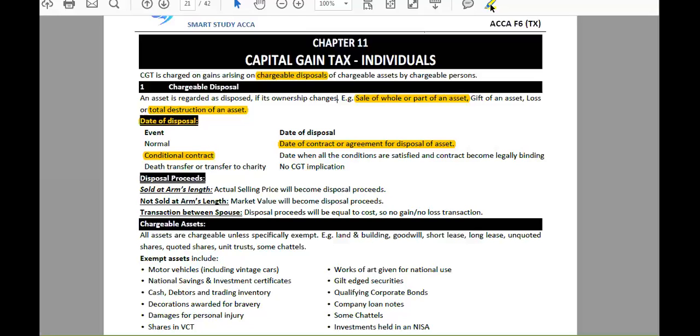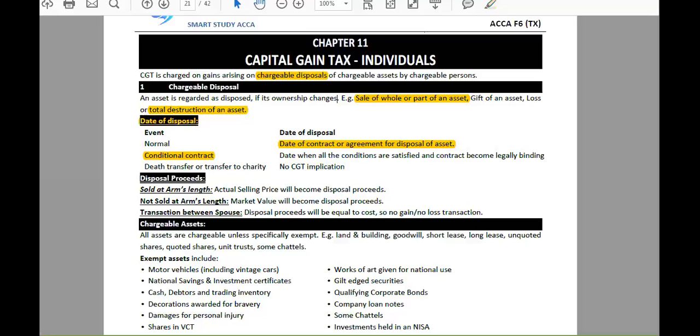And I have agreed all the terms and conditions for the disposal of the building: what the selling price would be, what the cash consideration would be, and what the terms would be. All the terms and conditions are settled, but the only thing which needs to be confirmed is a condition, that I'm only going to sell this building if the profit for the current year is more than 1 million. In order for this contract to become legally binding, this condition must be satisfied.